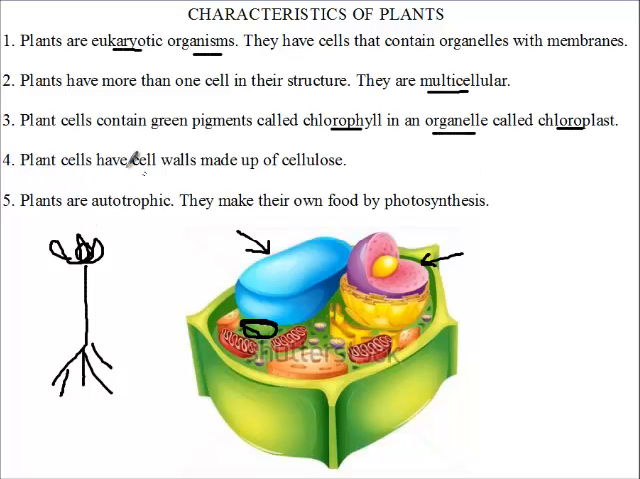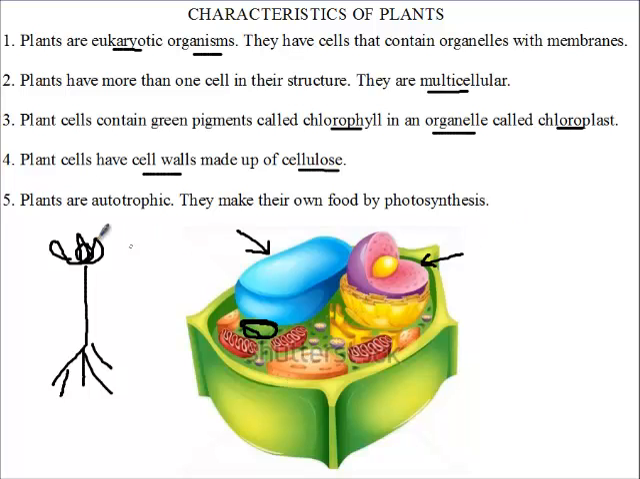Point 4. Plant cells have cell walls made up of cellulose. Now the outermost structure of their cells is a certain structure we call the cell wall. This cell wall is made up of a special material called cellulose.